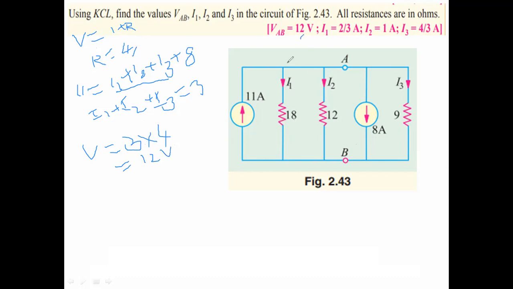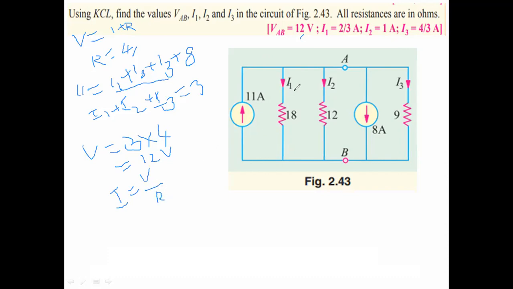Okay, 12 volts. Now we can find out each one. Across this parallel, the voltage is the same, so that is 12 volts. At any point of this line, the voltage is equal to 12 volts. Now we find out I1. So I1 is equal to V by R.